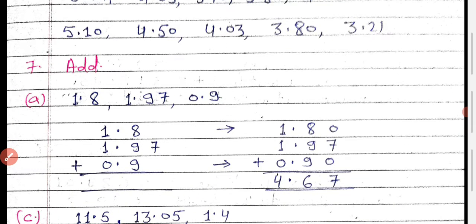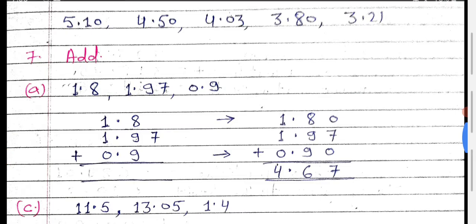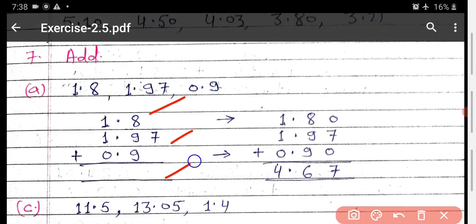Question number 7 is 1.8, 1.97, 0.9. So you try 1.8, 1.97 and 0.9. Now you have to add, but they are not in standard form, so you have to increase 0 from your side, then they become balanced. Now simply add: 7 as it is, 9 and 9 is 18, 18 and 8 is 26, 6 carry 2, then 3 and then 4. So your answer is 4.67. It is your final answer.